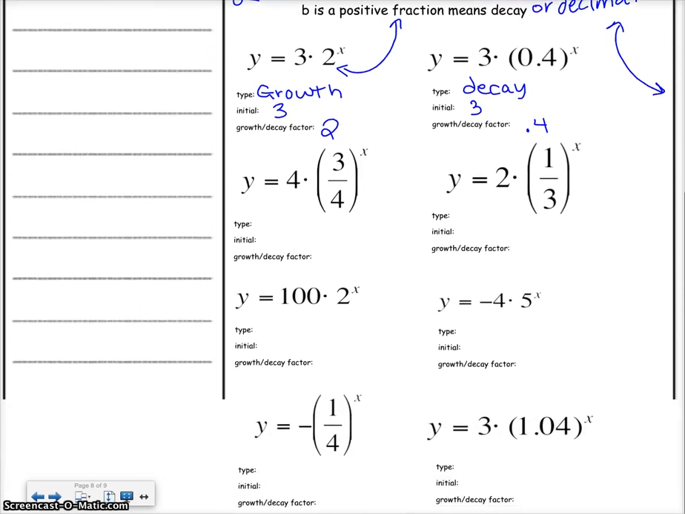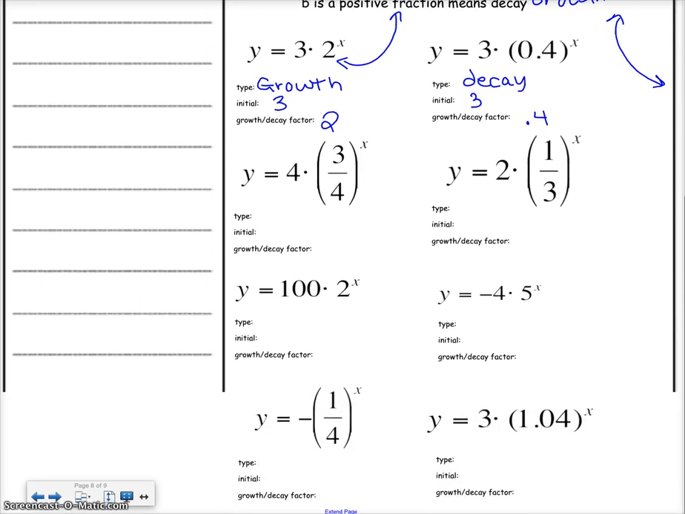Okay, the next one. Is this exponential growth or exponential decay? Decay, because it's less than 1. So the graph would look like that. The initial amount is 4, and the decay factor is whatever is raised to that x power, 3 over 4. If I were to punch it in my calculator, I would turn that to 0.75, because that would be really hard to punch in once you have that fraction button.